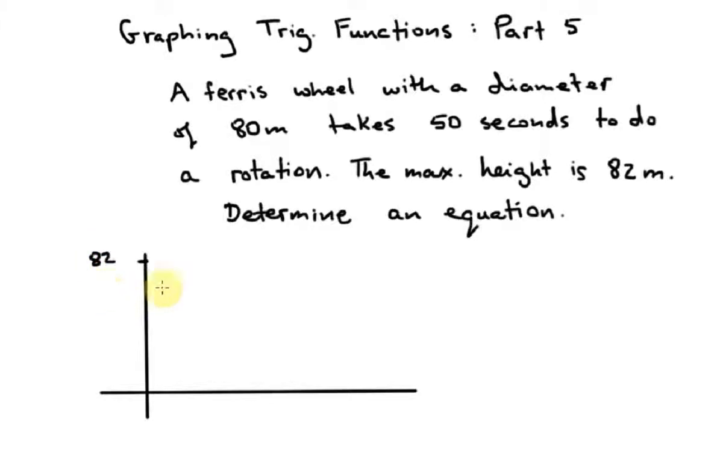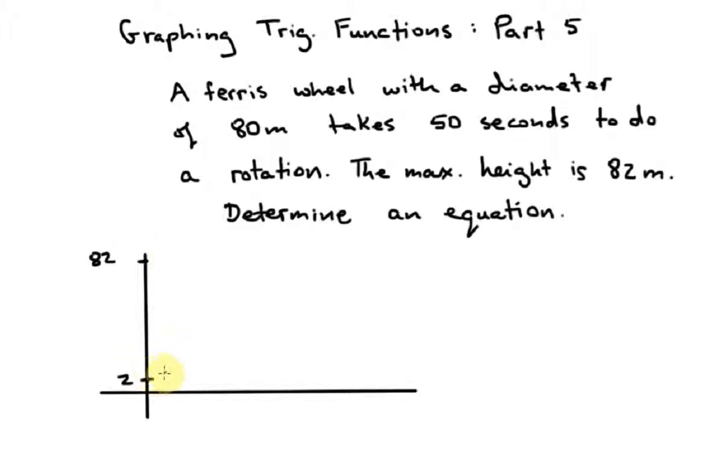Now, if the diameter of the wheel is 80 meters, that means that the minimum height, if you were on the Ferris wheel, would be down here, and that would be 2 meters, right? So when you get on the Ferris wheel, you must be 2 meters above the ground, and then it whisks you up to its maximum height of 82 meters, given its diameter of 80 meters.